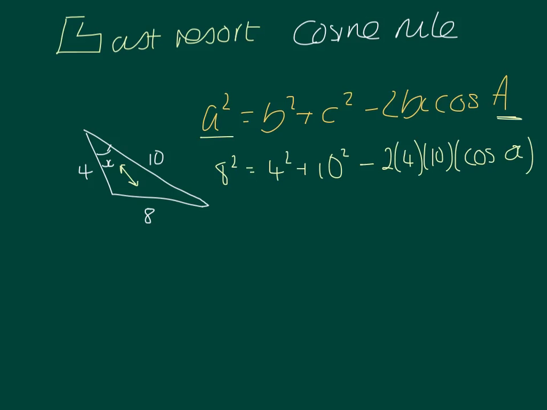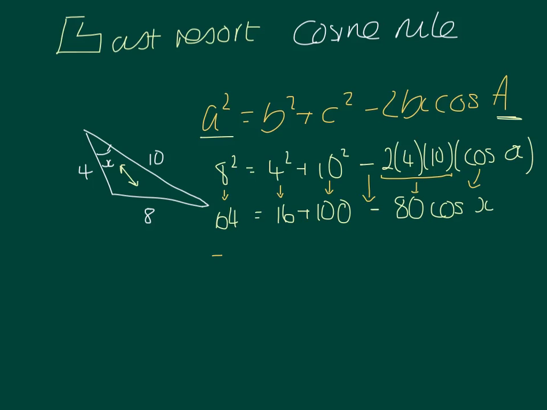Okay, so 8 squared is 64, that's 16 and 100. That is 80 lots of cos x. So all I've done there is expanded out the squares and worked them out, and then this bit is that number there. And I've left my minus sign as it is, and I've left cos as it is. So what I've done is just put things into numbers, because that can now help me quite a lot. So very quickly then, 64, take away 16, take away 100 is minus 52. And that's equal to minus 80 cos x.